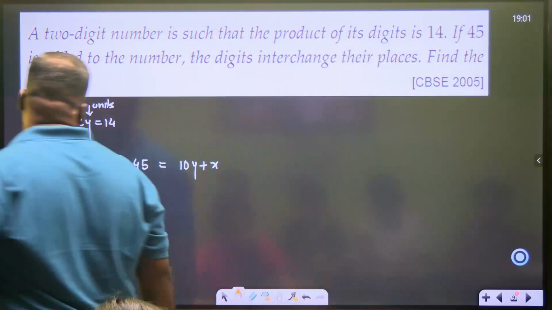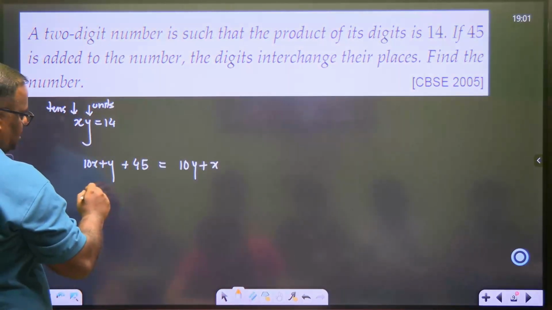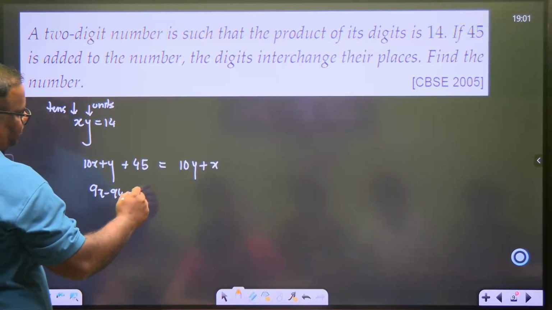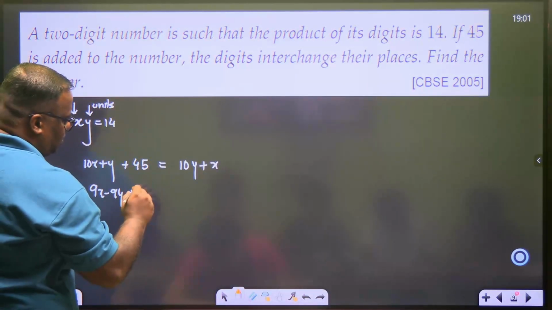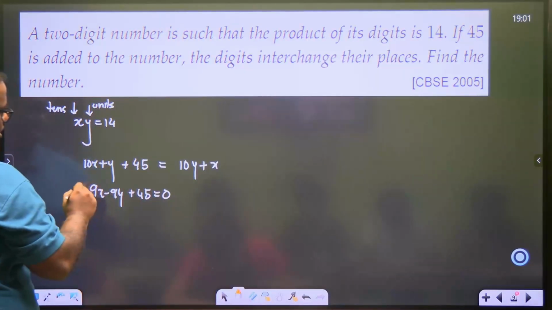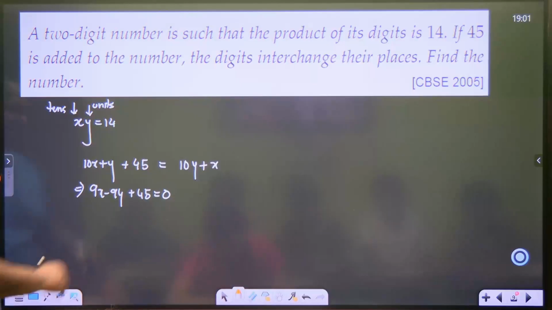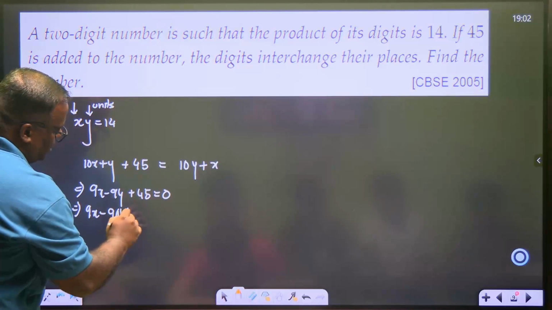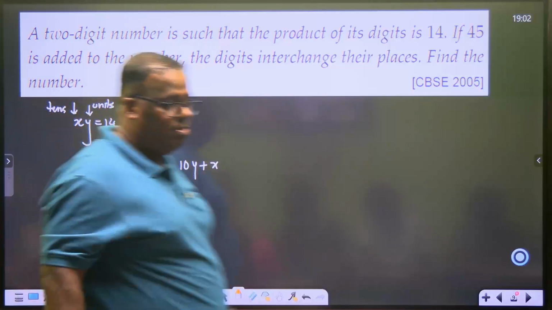No, it will become a quadratic equation. Solve it anyways. So think that it is a quadratic problem. So our equation would be 9x minus 9y plus 45 is equal to 0. From here, x and y you can substitute. Eliminate y. y is equal to 14 upon x. So 9x minus 9 into 14 upon x plus 45 is equal to 0. It will become a quadratic problem.